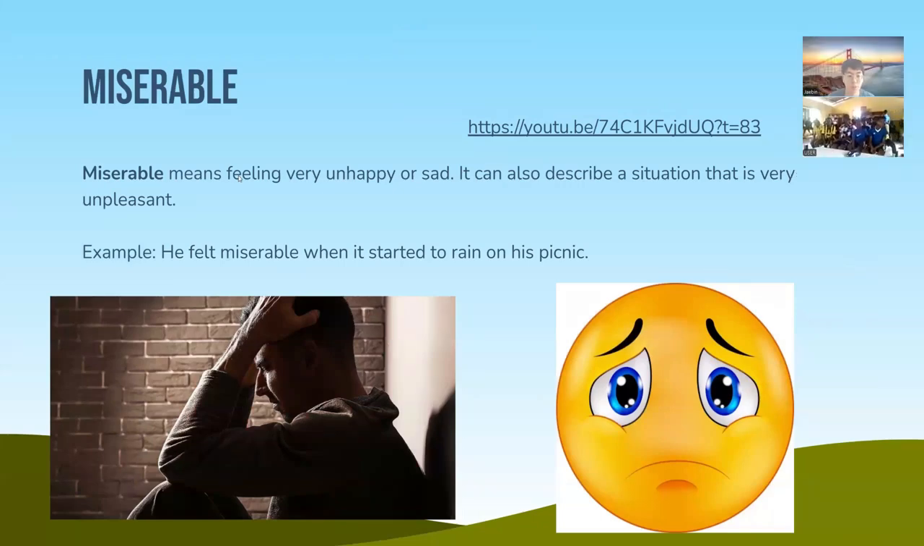The next word is miserable. This word means feeling very unhappy or sad, and it can also describe a situation that is very unpleasant. So, for example, he felt miserable when it started to rain on his picnic. Again, it means feeling very sad and unhappy. And this is where the word is used in the story.